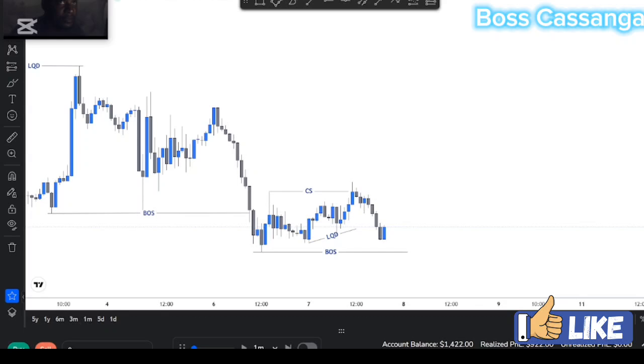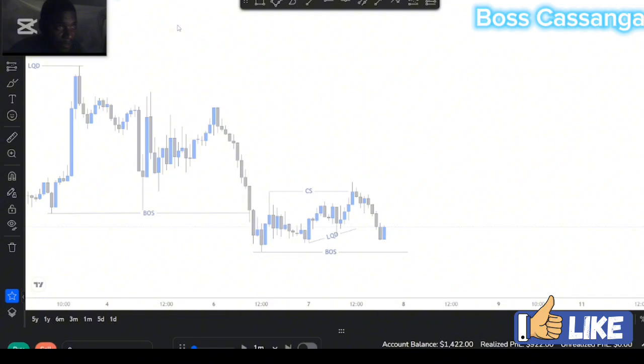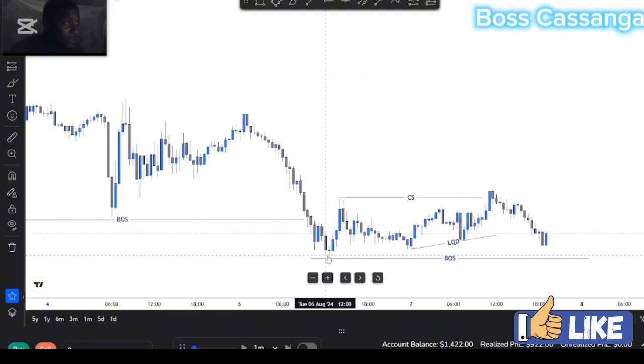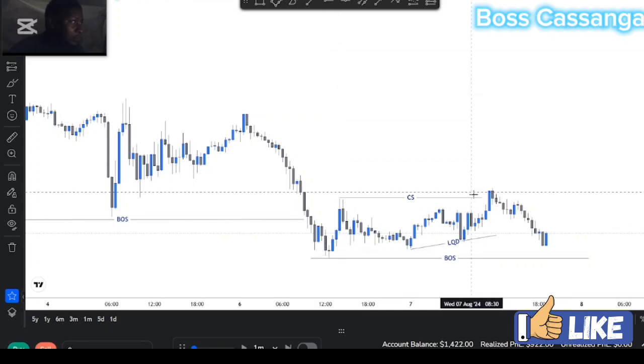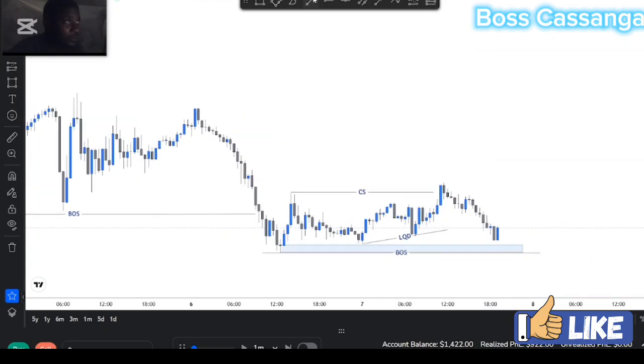Come to the 30 minute time frame and see how the market is behaving here. Okay, this was our last low, last lower high, broken by this swing. This could be a demand zone. This was a demand zone. That was a demand zone. For me, I always take 50% of the demand zone, so I always place my buy, or my sell if it's a supply zone.